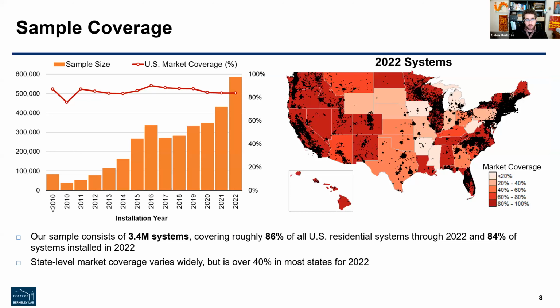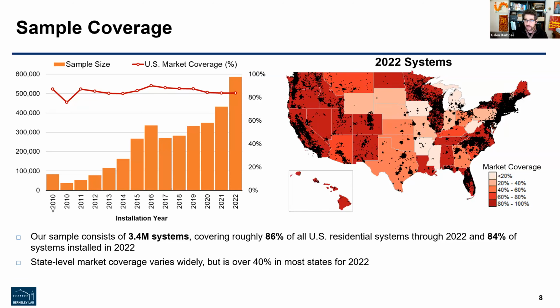So here we see our sample coverage. In the left-hand figure, we show our sample size and sample coverage over time. And really the key thing to focus on there is the red line, which shows the percentage of the total US residential market represented by our sample. And you can see pretty consistently over time, it's been hovering at or a little bit above 80%. I think collectively, we've got 86% of all residential systems installed through the end of last year.